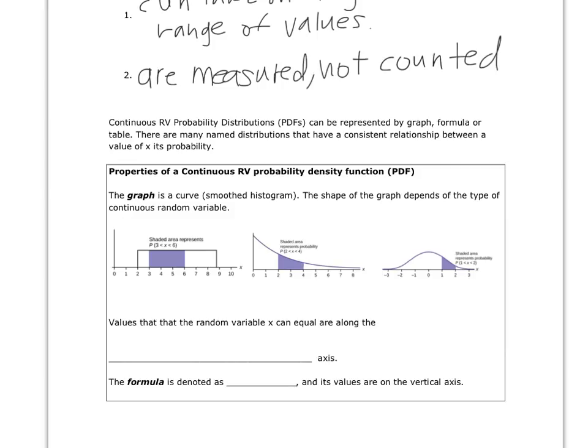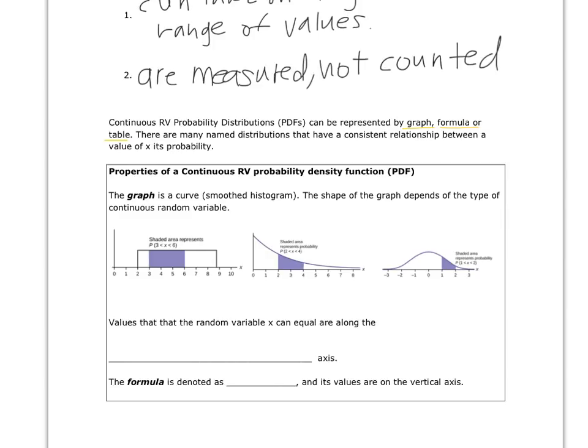Okay, continuous random variable probability distribution can be represented in the same ways that we represent a discrete one, a graph, a formula, or a table. And there's many named distributions that have a consistent relationship, all right, between the values of x and their probability. So again, just like discrete random variables.